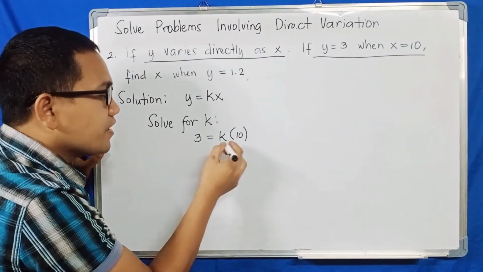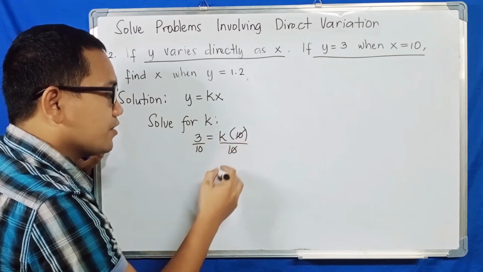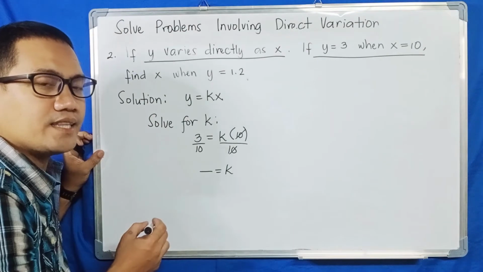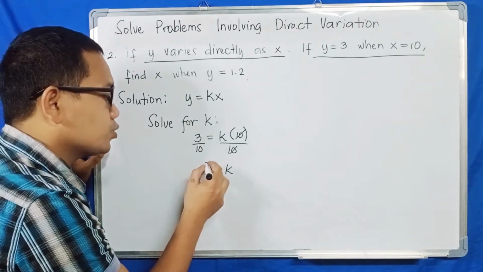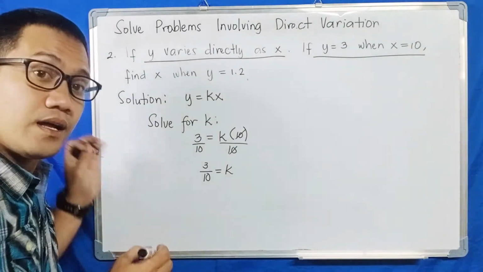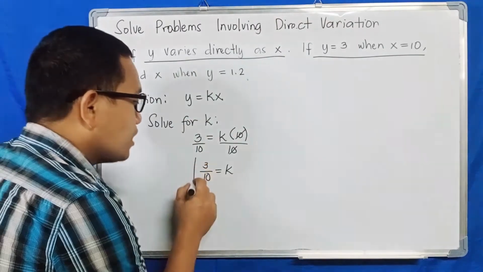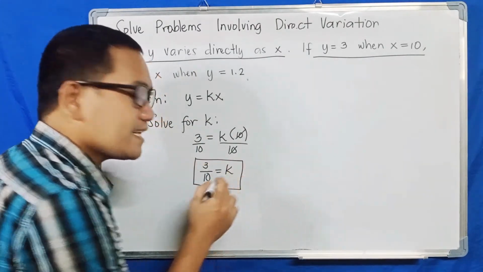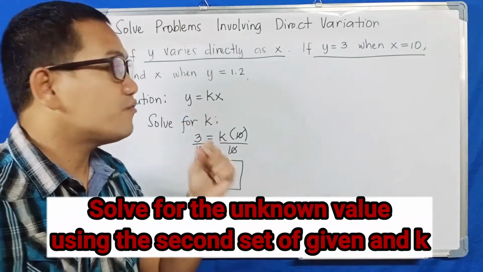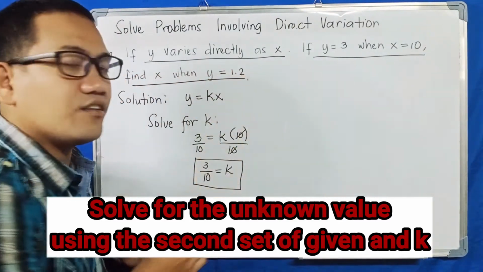Again, we need to divide both sides of the equation by 10 as we leave k on the right side. So our answer for the constant of variation can be written in terms of fraction, which is equal to 3/10. Or we can have it in terms of decimal, which is 0.3, or again, 3/10. So after we solve for our constant of variation, this is the time when we will solve for the unknown variable using the second set of given.